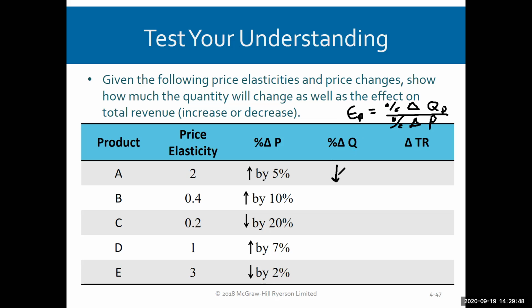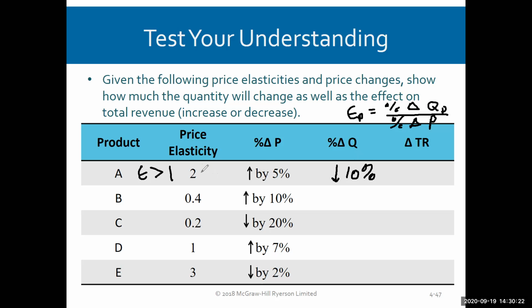So we want to solve for quantity demanded here. I won't do the math, but all we do is take the elasticity and multiply it by the percentage change in price, and that'll give us a percentage change in quantity. So here, 2 times 5% is 10%. So I know that the price goes up by 5%, the percentage change in quantity will go down by 10% because elasticity is 2. It's a very elastic product.